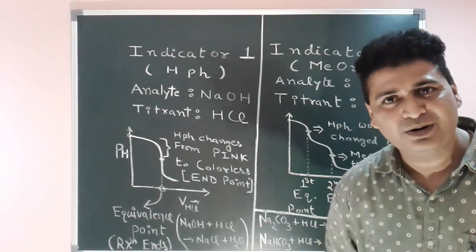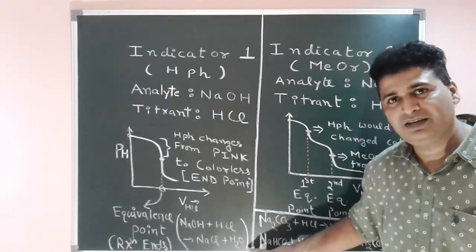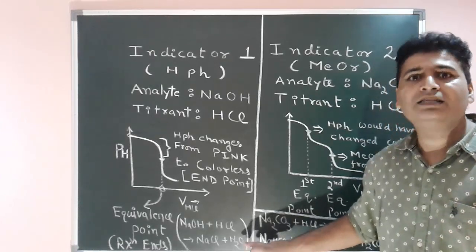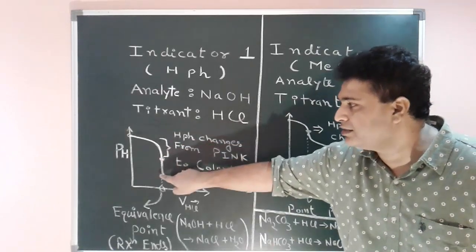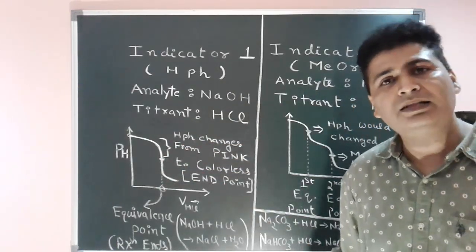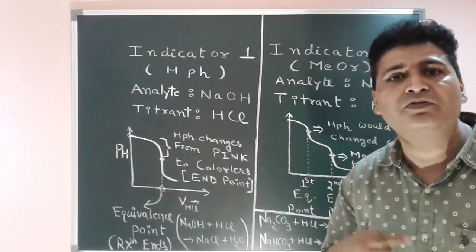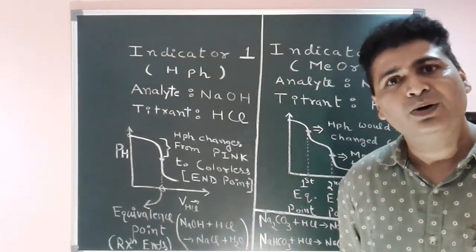Reaction has completed. Now, which reaction am I talking about? This reaction. The NaOH is reacting with HCl to render NaCl and water. So the moment this reaction is completed, a sharp change in pH is observed, and in that change itself, the phenolphthalein is changing from pink to colorless. The reaction is over.